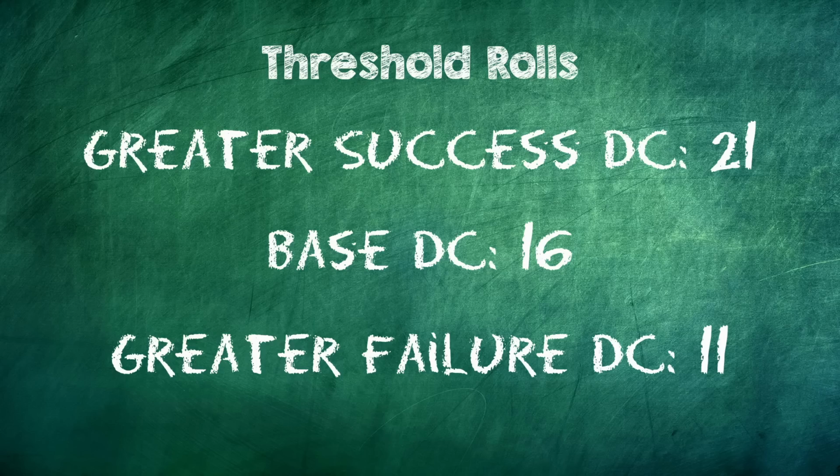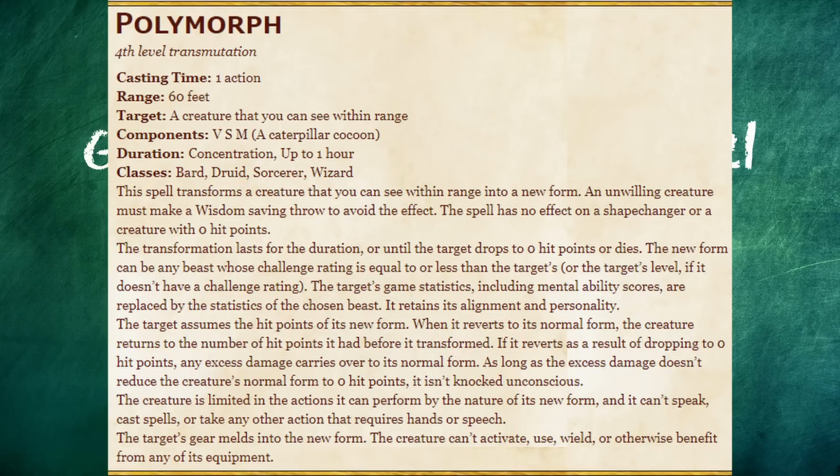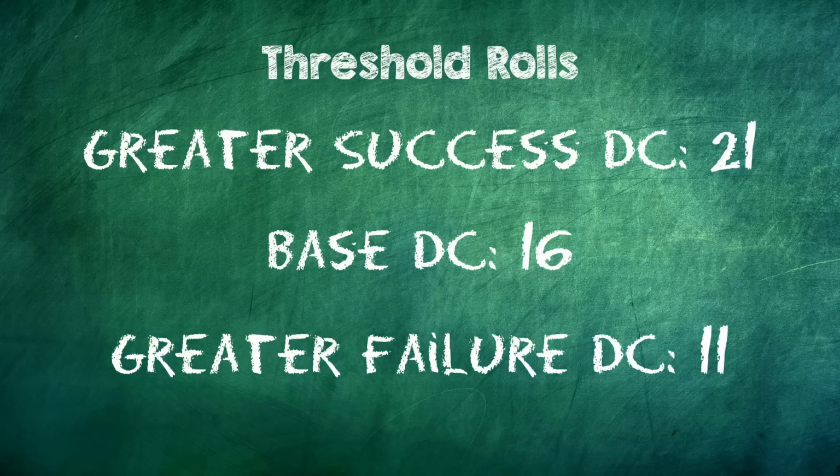Threshold rolls provide more granularity to situations and, if you declare the thresholds beforehand, can make outcomes and rulings feel less arbitrary. The best case for this is during a save-or-suck like Polymorph. Oftentimes, these types of spells are way too binary and can be unfun to fail against. Let's say an enemy caster used a DC 16 effect similar to Polymorph against the party.